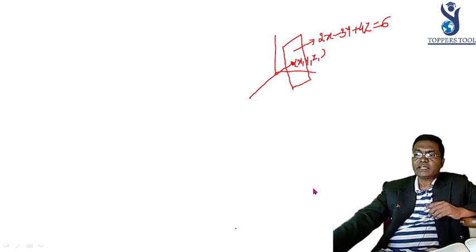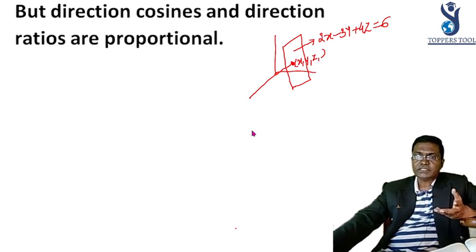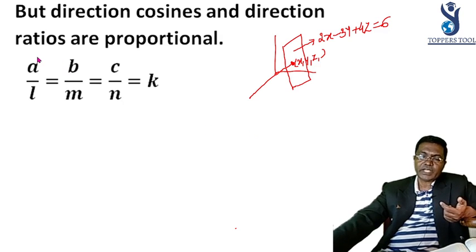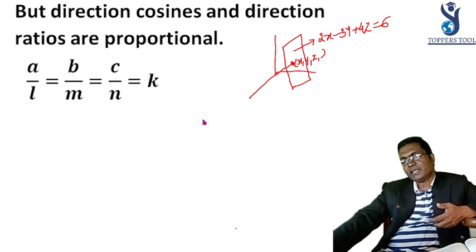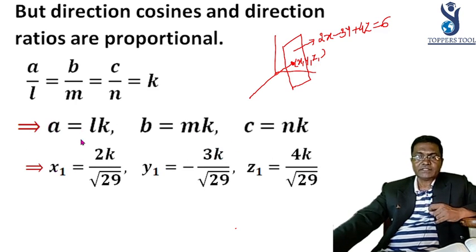Now we know the relation between direction cosines and direction ratios. Direction cosines and direction ratios are proportional. So A by L, B by M, C by N equal to K. So A is equal to LK, B is equal to MK, C is equal to NK. Substituting what we found, A as x1, B as y1, and C as z1, and L, M, N are already known to us. L was 2 by root 29, M was minus 3 by root 29, and N was this. So these are the x1, y1, z1.